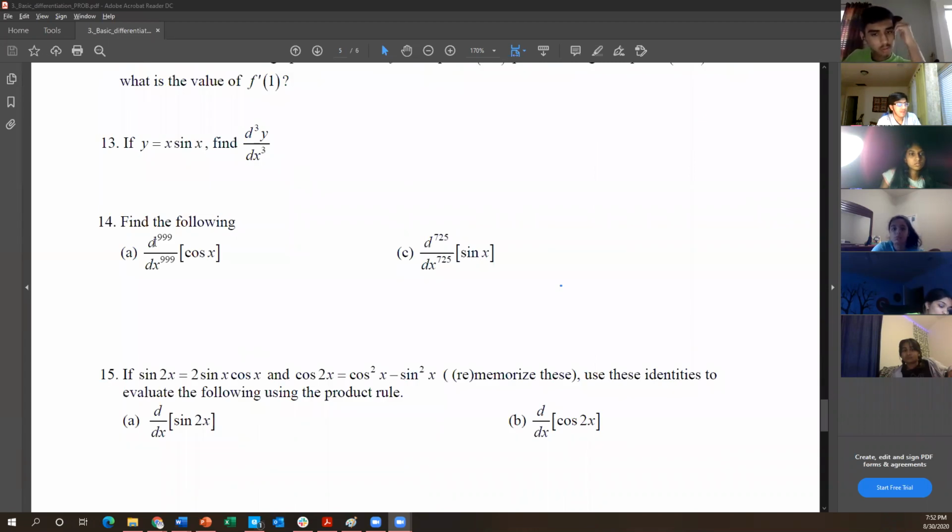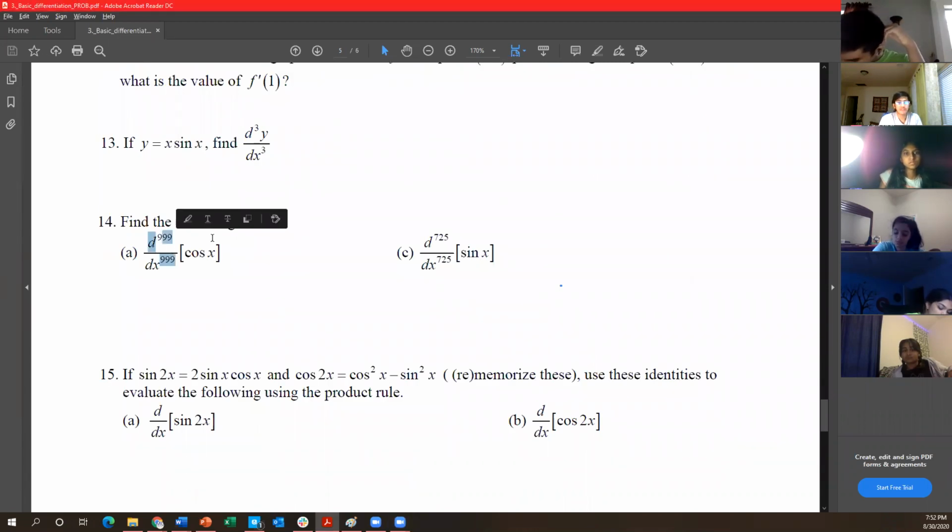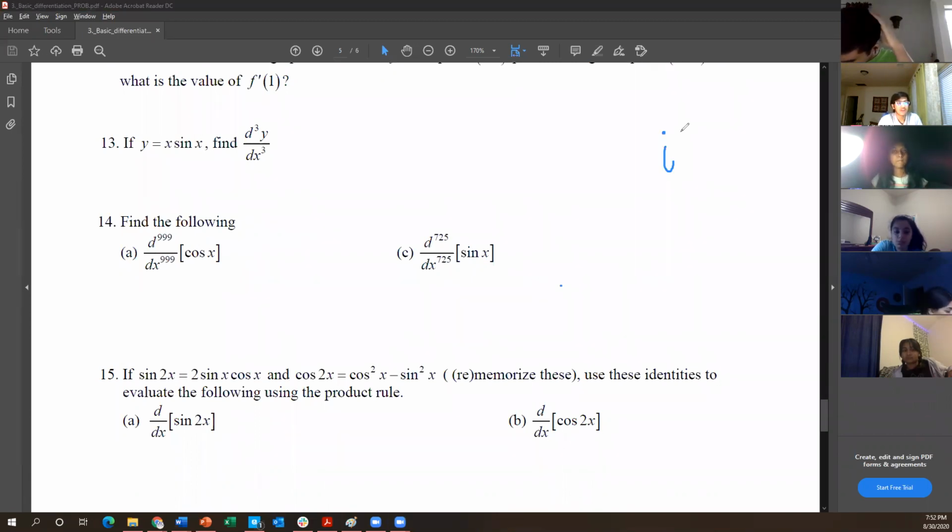This one is asking you to find the 999th derivative of cos of x. You remember how, if I tell you what i to the 950th power is, you should be able to tell me by dividing by 4. It's the same principle, because the derivative of cos of x repeats, right?